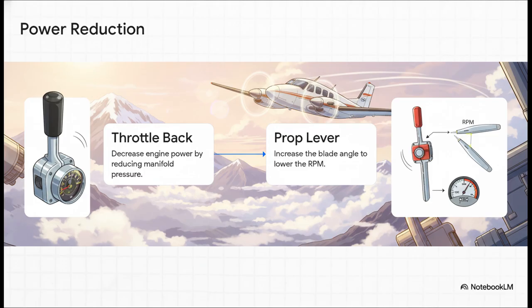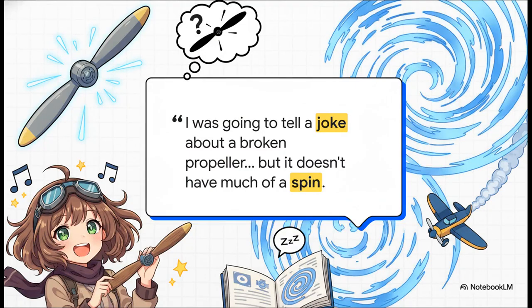Now pay attention because the FAA absolutely loves testing this sequence. When transitioning to cruise or climb and you want to power back, you must always decrease engine power by reducing manifold pressure first and then increase the blade angle to lower the RPM. If you do it backward, you can severely overstress the engine cylinders. Throttle first, then prop. Remember that concept flow, and you are going to absolutely crush this exam.